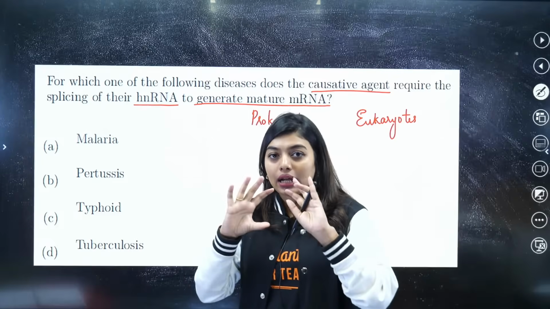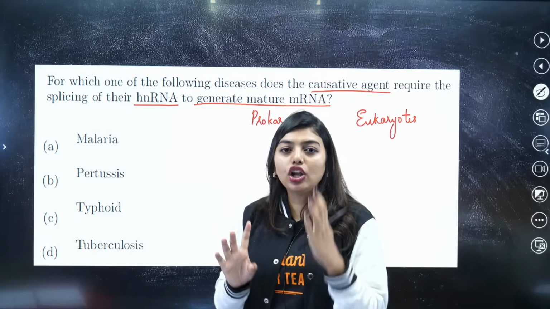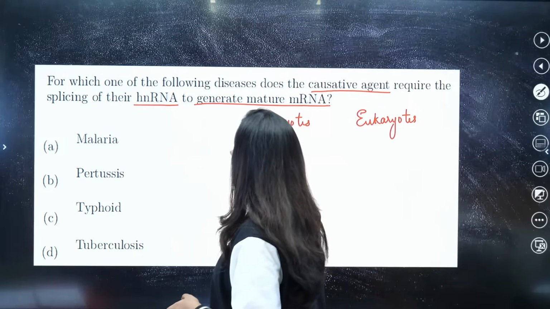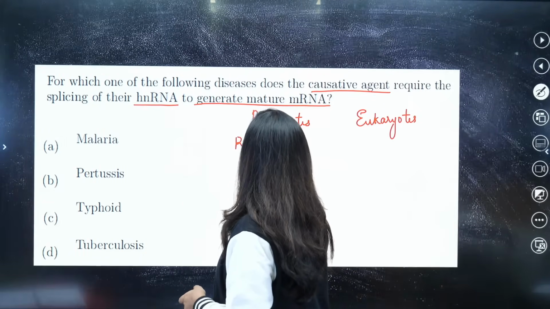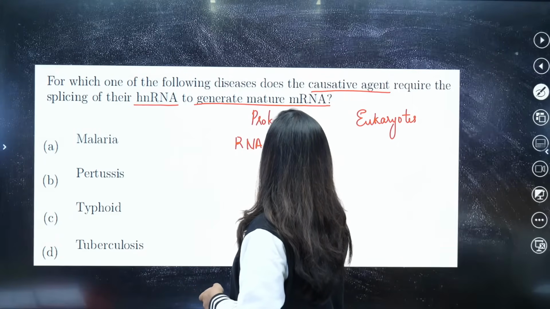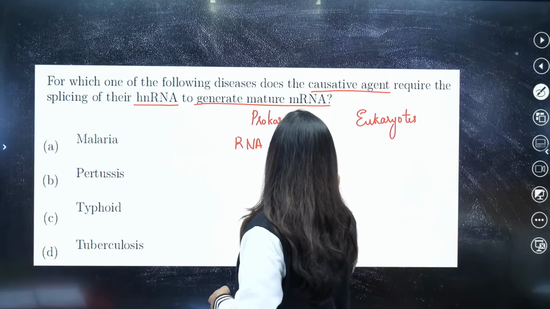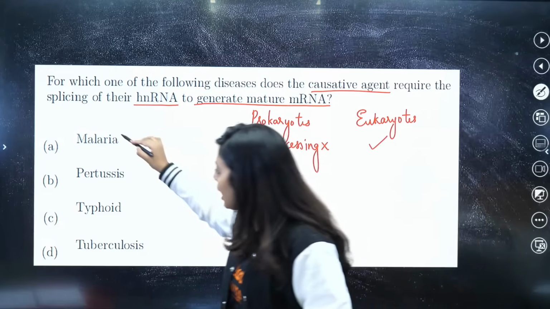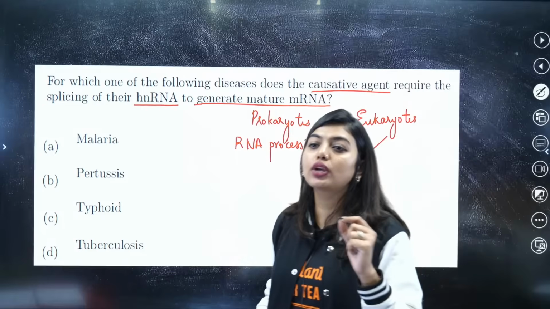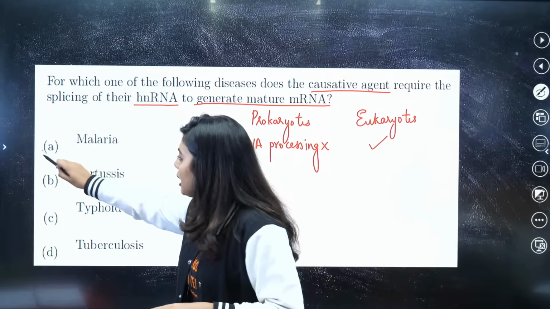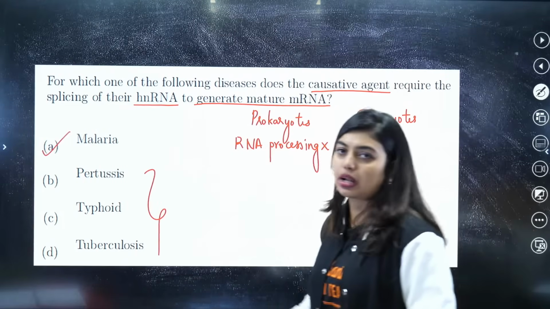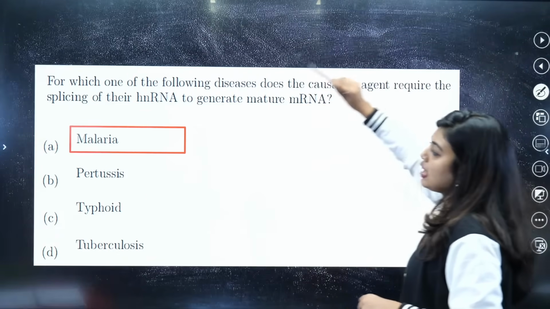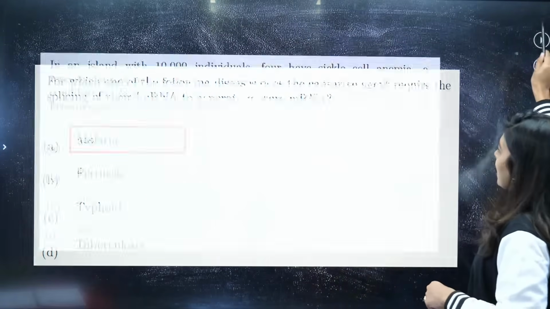Splicing, capping, tailing, all of this is called RNA processing. RNA processing will not happen in prokaryotes. Okay? RNA processing will not happen in prokaryotes. It will only happen in eukaryotes. So now among these you have to find which is a eukaryote, and the answer is going to be malaria, because all of this will not come. Okay, got it? So in eukaryotes, RNA splicing is there. So the answer is malaria.